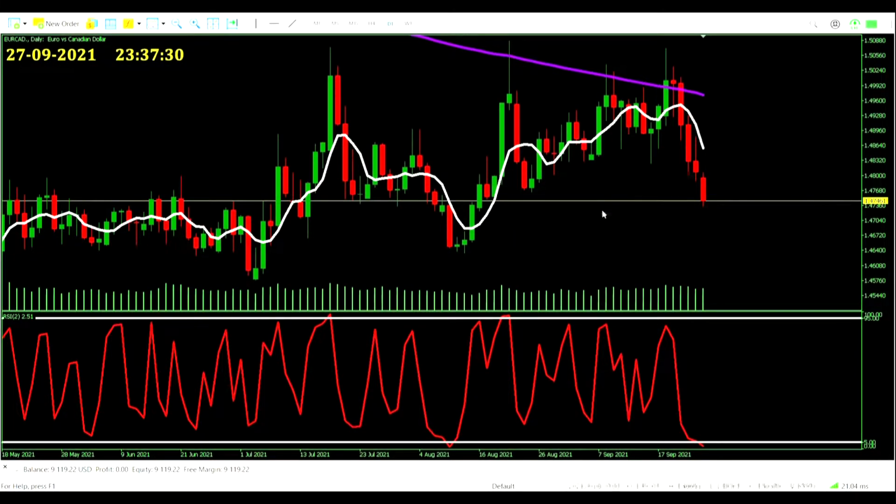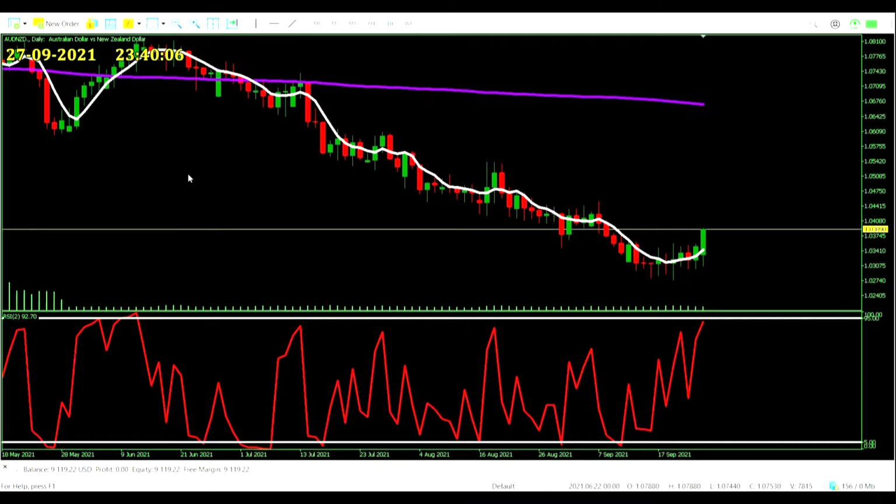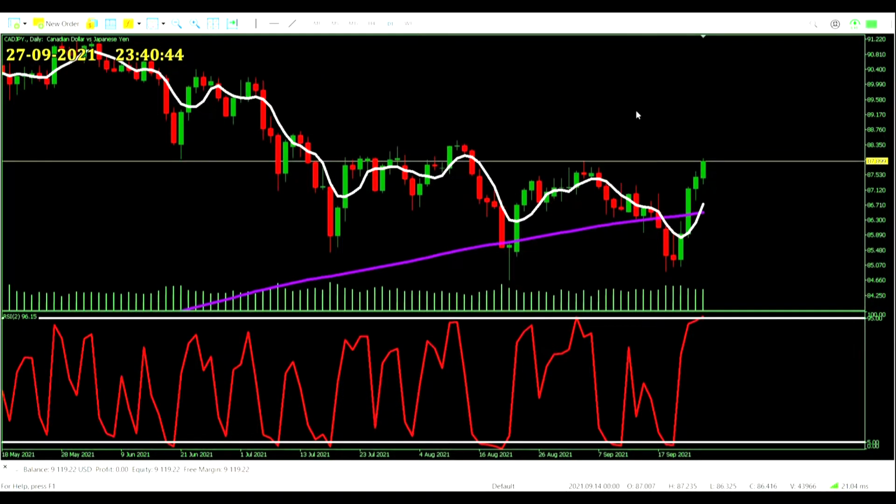Euro Canadian dollar doing the reverse. We have got a buy signal, the RSI down at 2.5 there, but the price below the 200-period moving average. Very almost a signal here on the Aussie dollar New Zealand dollar pair. If we see one more green day, it's likely to push that RSI above 95, giving us the sell signal. Not quite there yet though. Hopefully it comes. And our final pair here, the Canadian dollar Japanese yen.